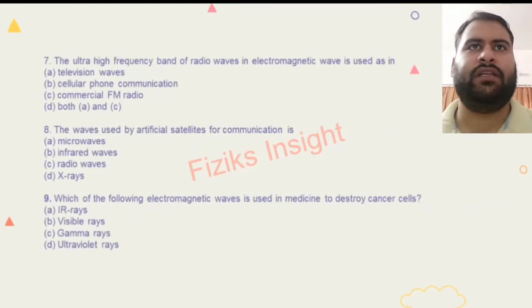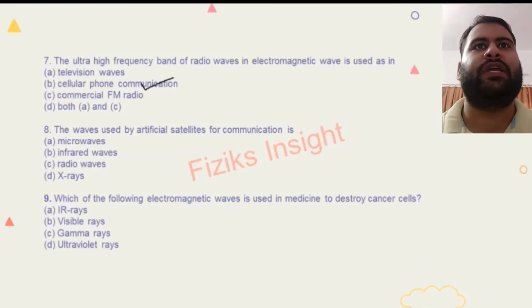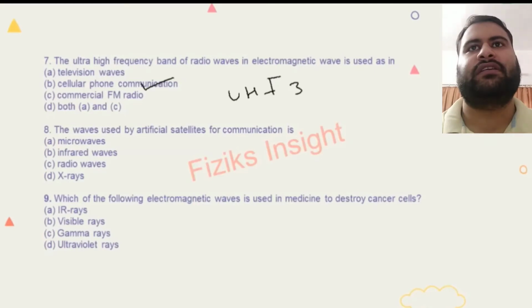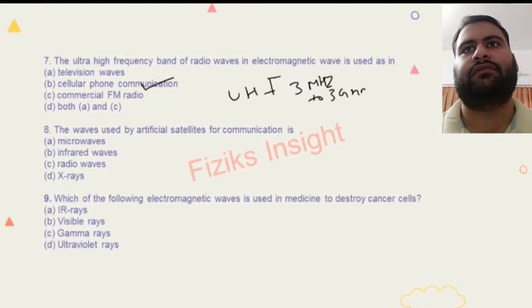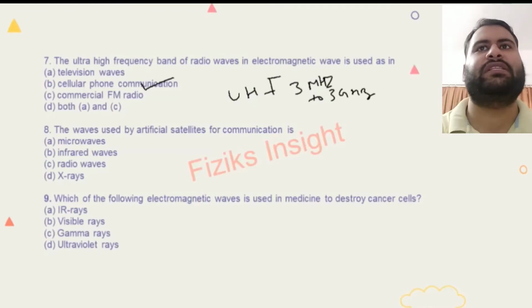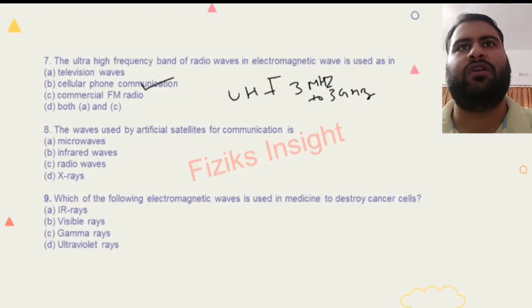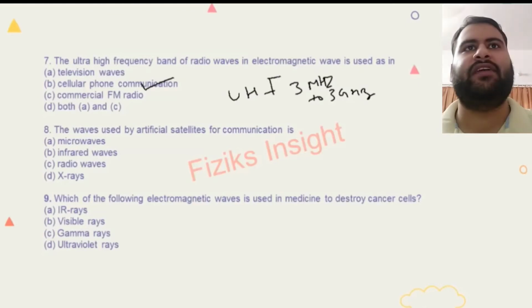Now look at the seventh question. The ultra high frequency band of radio waves in the electromagnetic spectrum is used in television waves, cellular phone communication, commercial FM radio, or both A and C. So the correct option is C, cellular phone communication. The ultra high frequency range is 3 megahertz to 3 gigahertz. Now for such a high frequency, the transmitter tower is very small, so they can be suitably fitted in handy devices like cellular phones. That's why these kinds of waves are used in cellular phone communication.